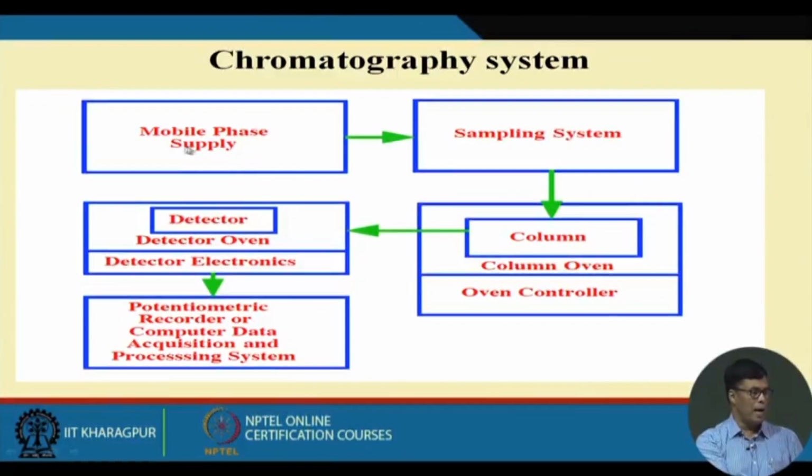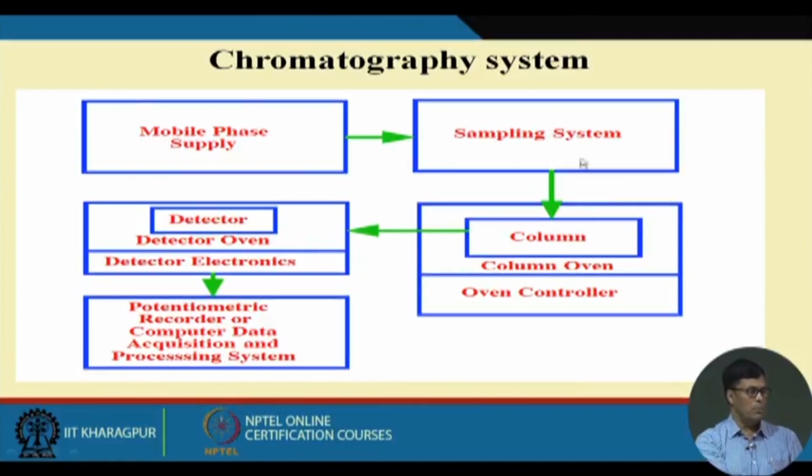The flow diagram is like this: mobile phase supply, then the sample system. Suppose you have gas, or liquid, whatever you have, you put your sample here, and then it goes to the column, which is present in the column oven. I told you that everywhere we maintain the temperature, because we maintain it in such a way that the samples should not be condensed in any part of this chromatographic system.